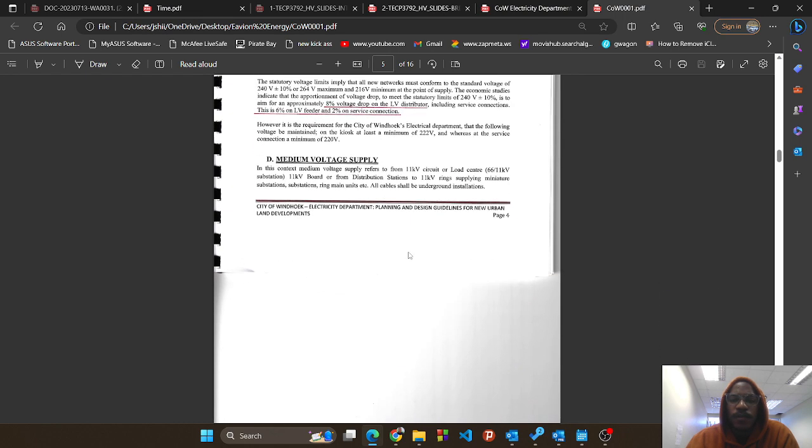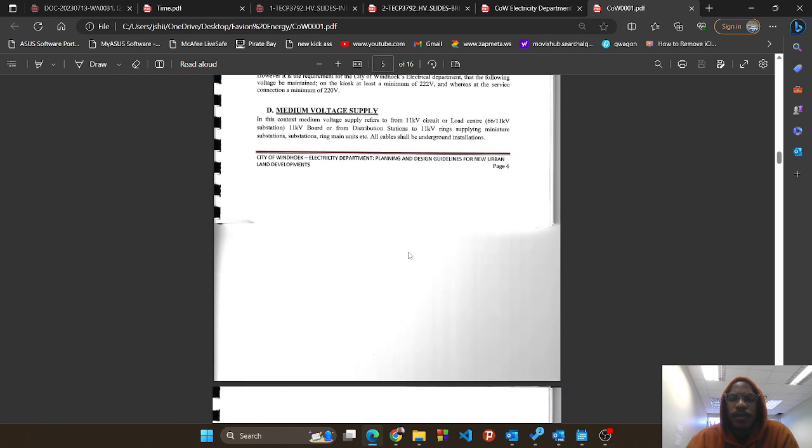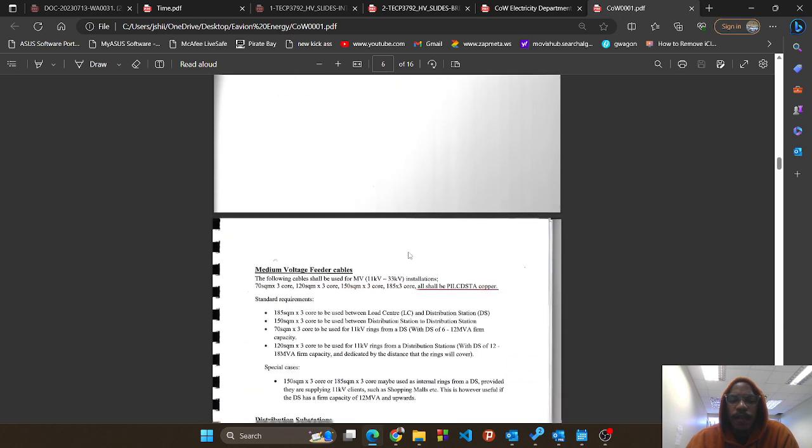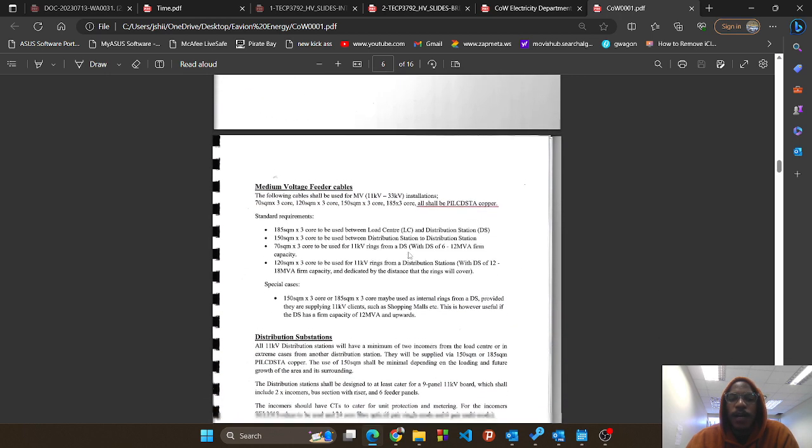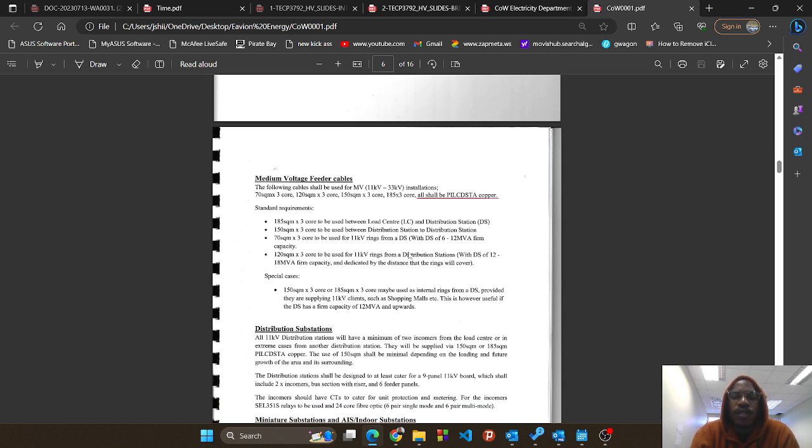And then we have got medium voltage supply. This is basically the supply from the load center to the miniature subs, as I have stated before. The type of cable that you're supposed to use. There you have the following cables to be used for either 11 kV or 33 kV installation. It should be a 70 square millimeter 3-core cable, or 120, or 150, or 185, and it should all be a PILCDSTA. This is a standard name. It means paper insulated lead covered double steel tape armoured, a type of copper cable that you're supposed to use.